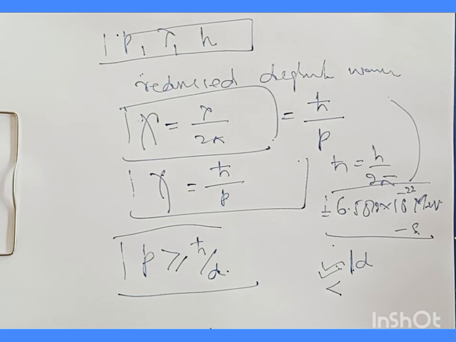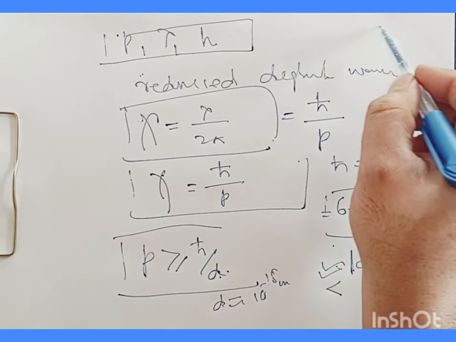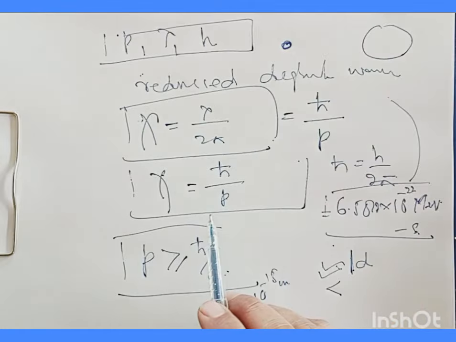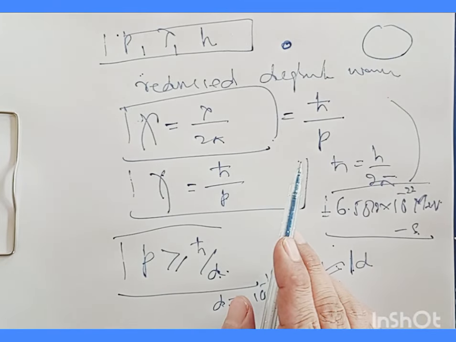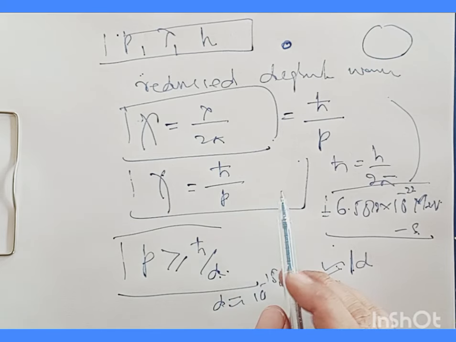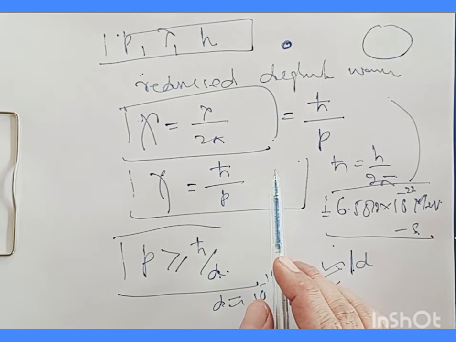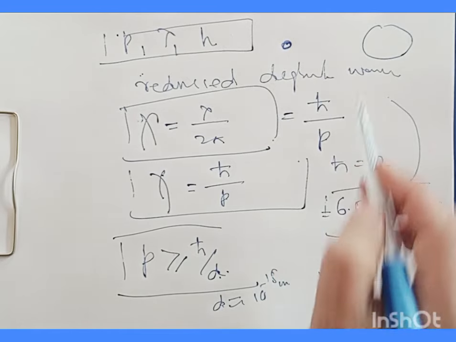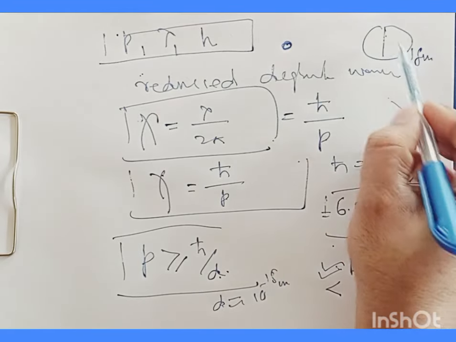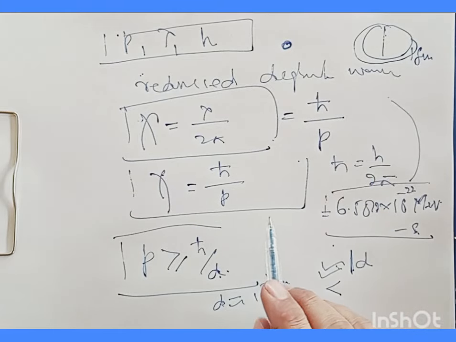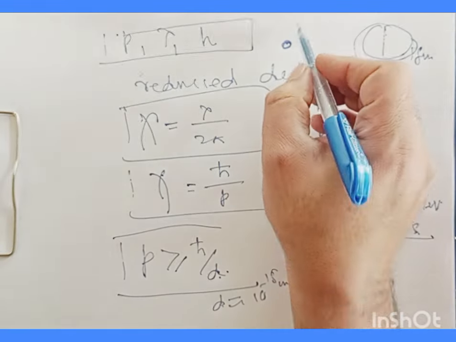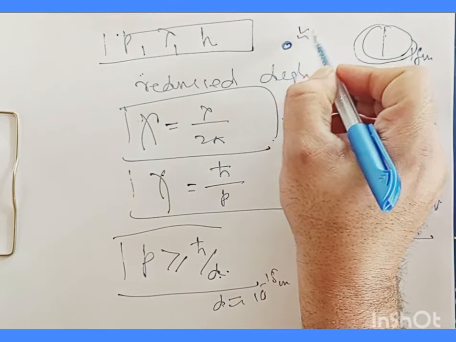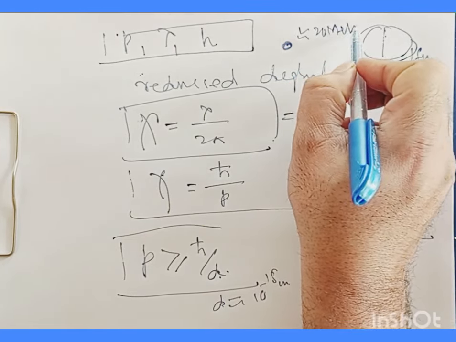And what is needed here is that this d should be of the order of 10 to the power of minus 15 meters, what we call one fermi. And with a proton as a probe, say for example, the kinetic energy required to see this linear dimension of one fermi is nearly 20 mega electron volts.